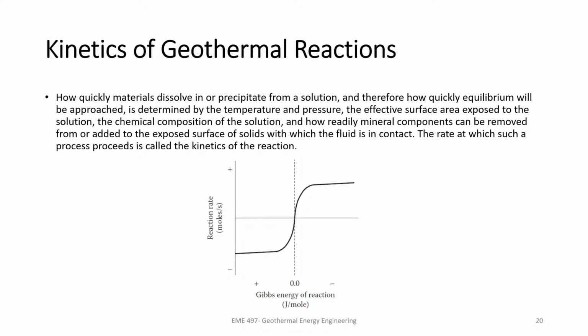How quickly materials dissolve in or precipitate from a solution, and therefore how quickly equilibrium will be approached, is determined by the temperature and pressure, the effective surface area exposed to the solution, the chemical composition of the solution, and how readily mineral components can be removed from or added to the exposed surface of solids with which the fluid is in contact. The rate at which such a process proceeds is called the kinetics of the reaction.